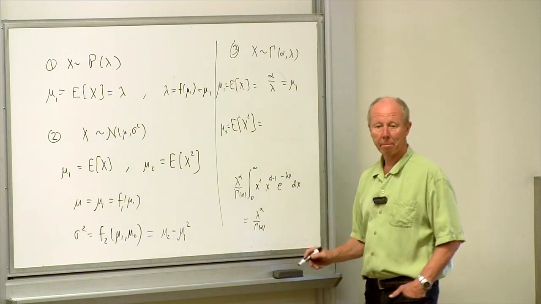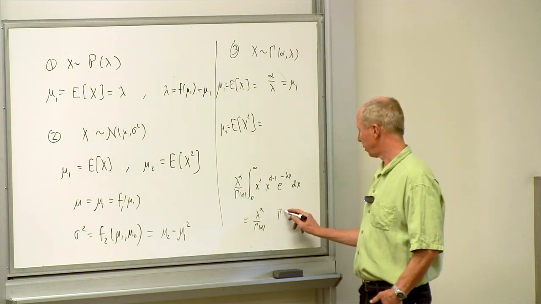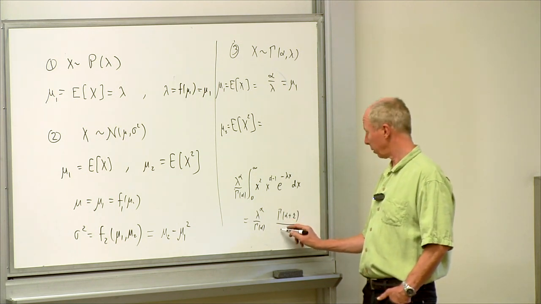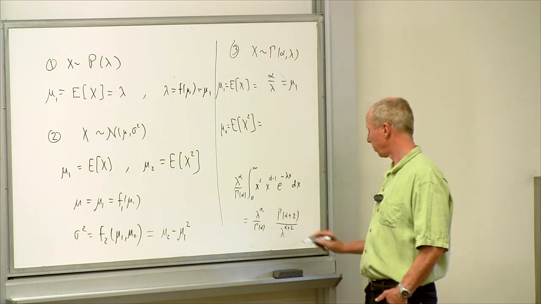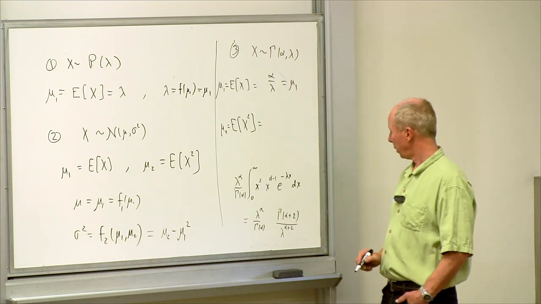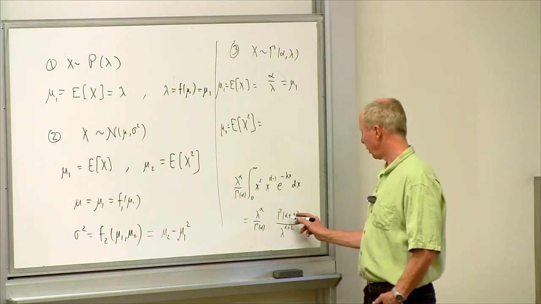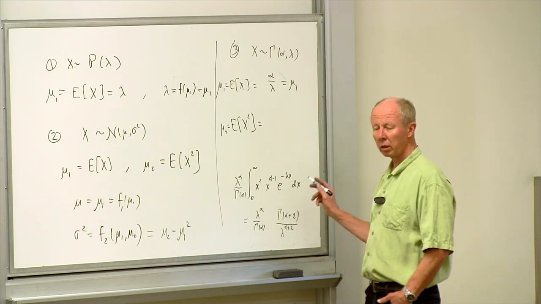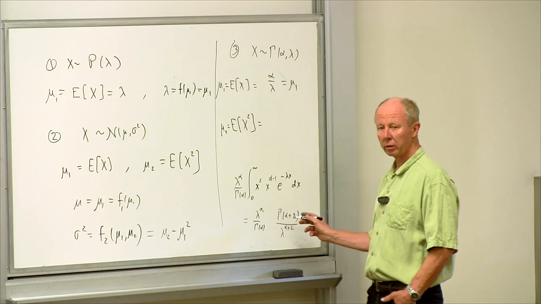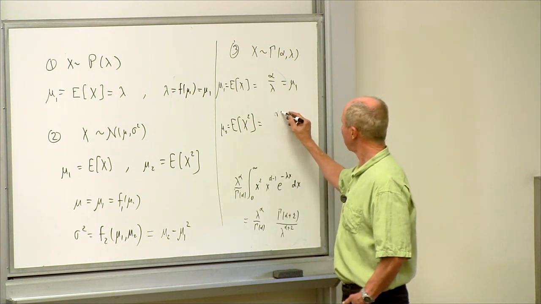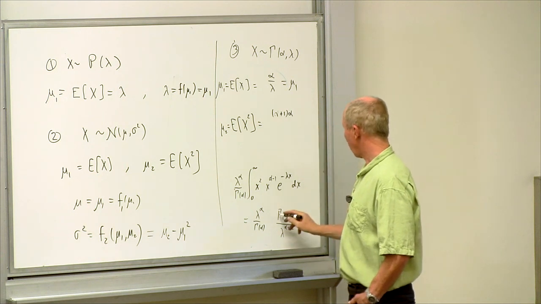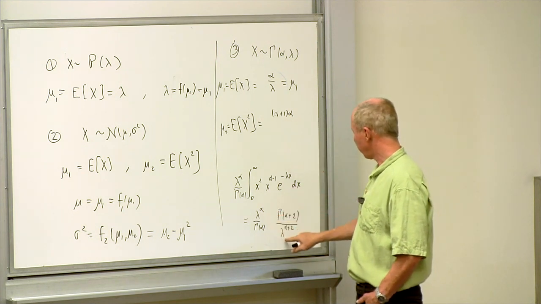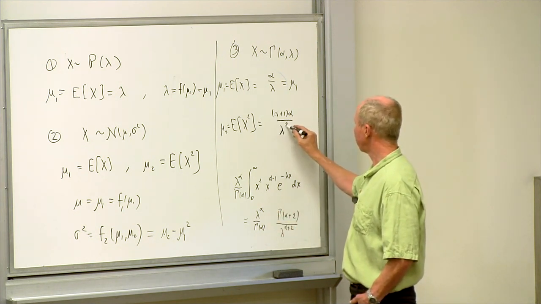And what's this integral? It's gamma of alpha plus 2 over lambda to the alpha plus 2, right? Which would be, gamma of alpha plus 2 is alpha plus 1 times alpha times gamma of alpha. So gamma of alpha plus 2 over gamma of alpha would be alpha plus 1 times alpha. Here we have lambda to the alpha, there's lambda to the alpha plus 2, so it's lambda squared down here.